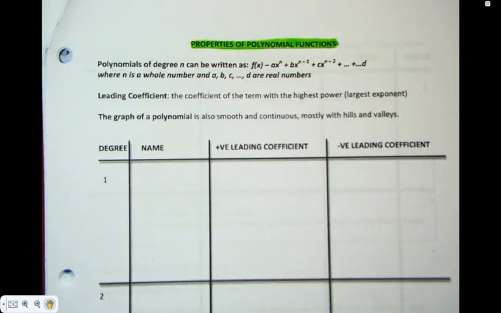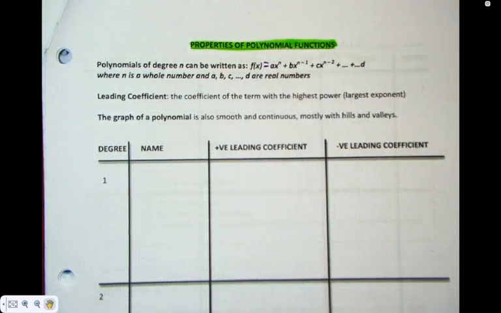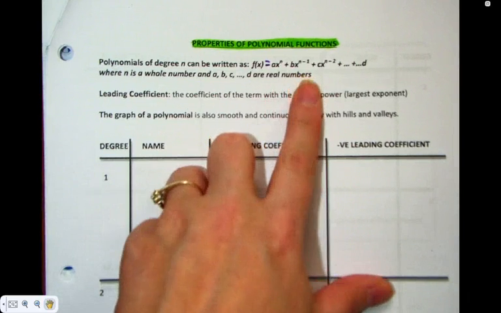So the first couple of things are just some reminders of some definitions. First is polynomials. A polynomial of degree n can be written as f(x) equals ax^n + bx^(n-1) + cx^(n-2) and so on. So it's just saying you can have coefficients, you can have exponents. The exponents tend to decrease, and exponents have to be whole numbers. So everything you know about polynomials, that's all this is saying.